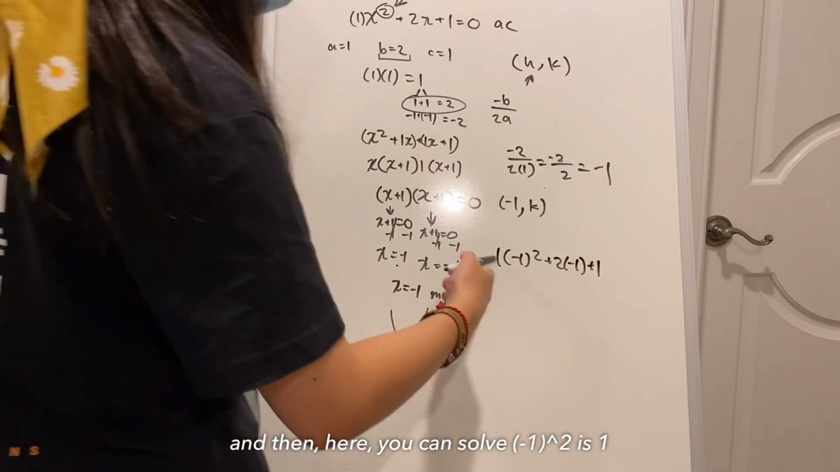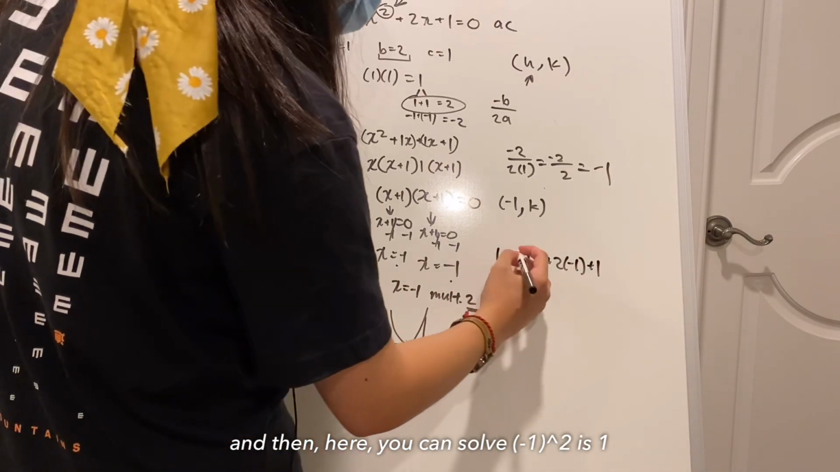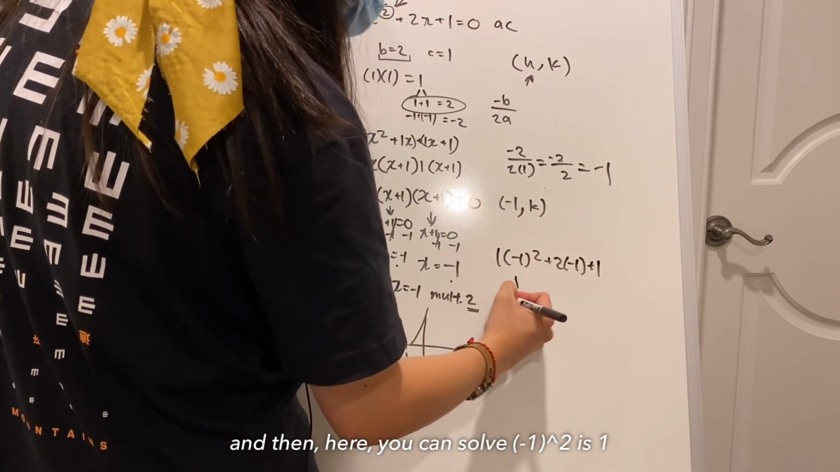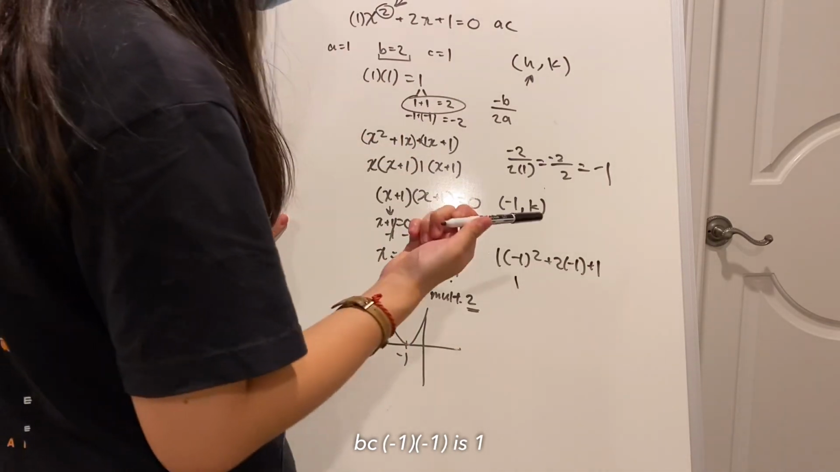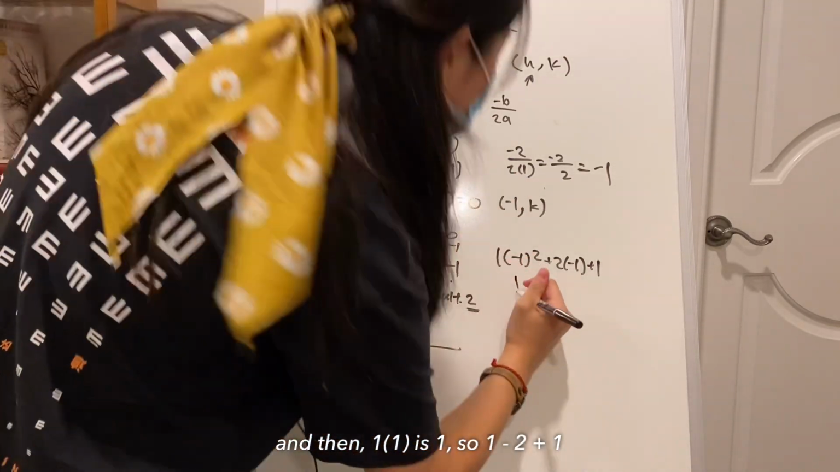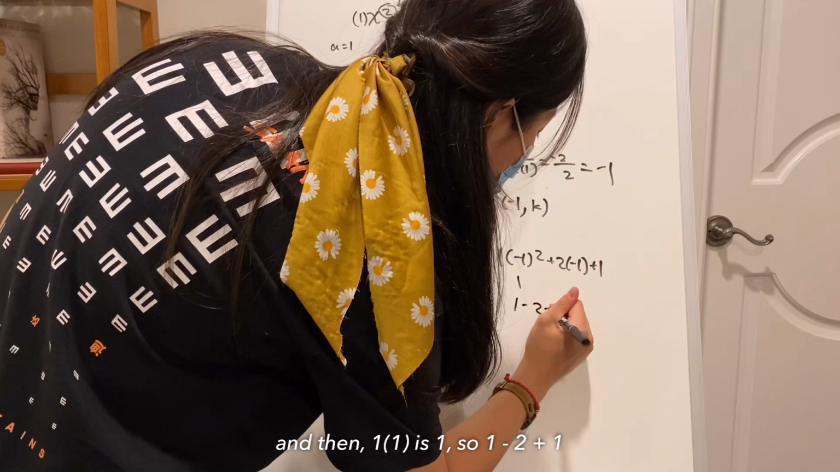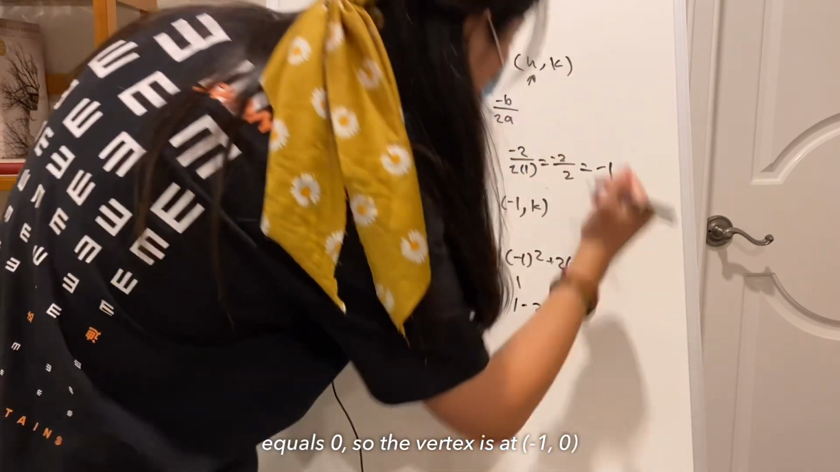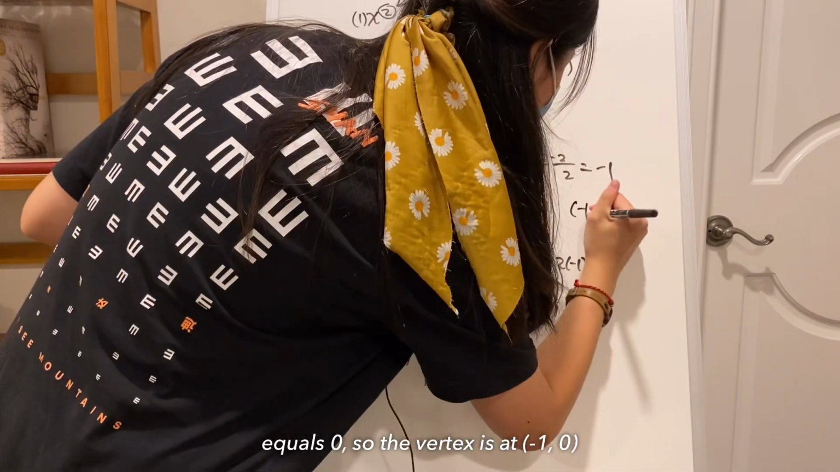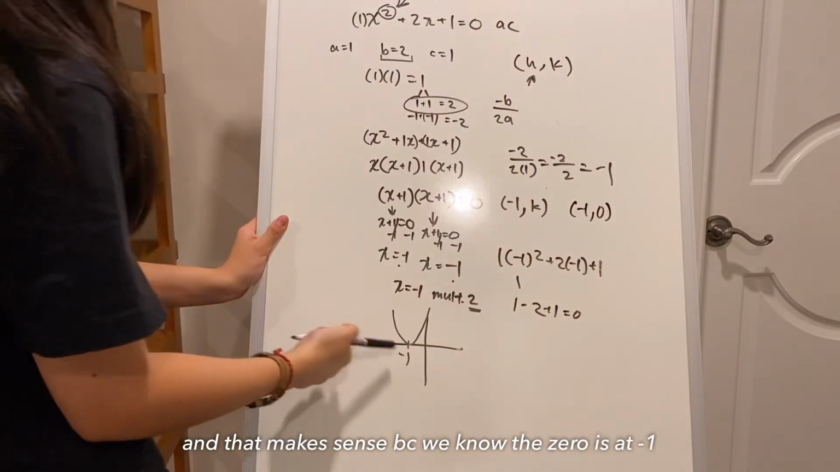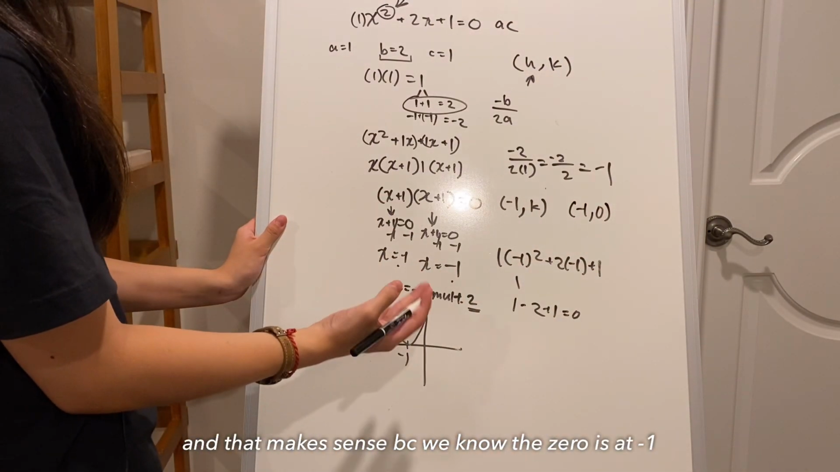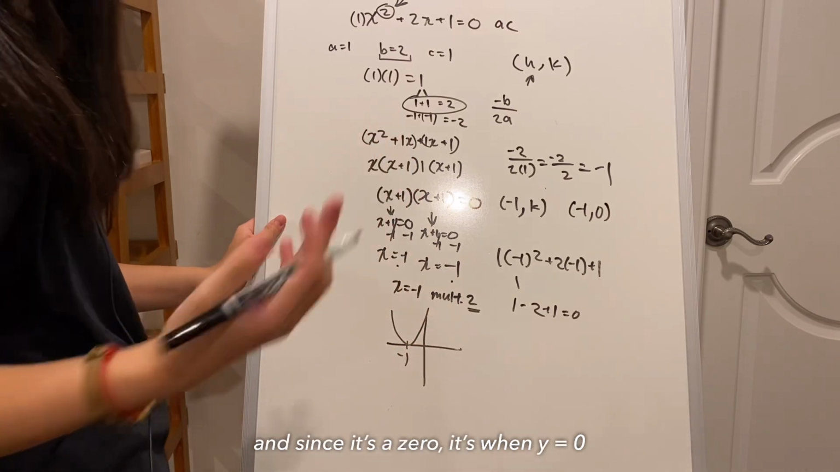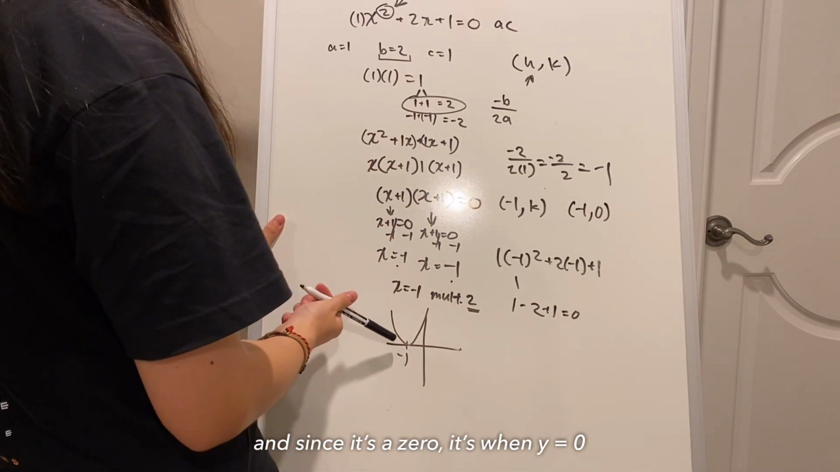And then here you can solve. Negative 1 squared is 1, because -1 times -1 is 1, and then 1 times 1 is 1. So 1 minus 2 plus 1, and that will give you 0 equals 0. So the vertex is at (-1, 0), and that makes sense because we know the zero is at -1, and since this is 0, it's when y equals 0.